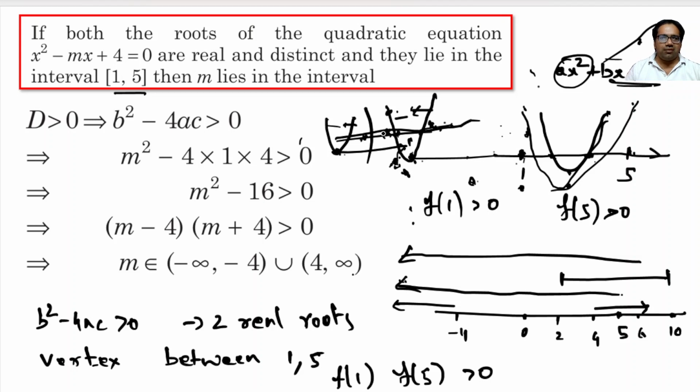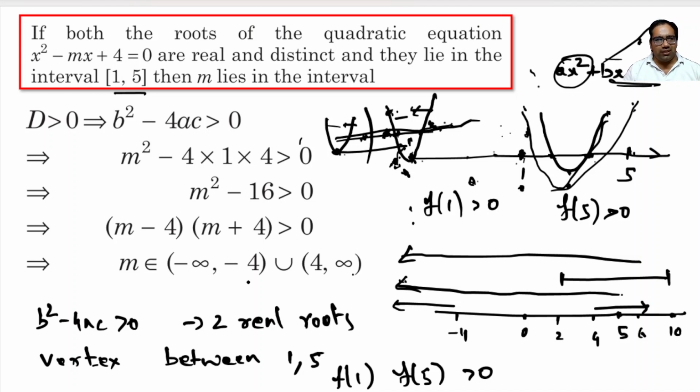So how do we compress? When f of 1 is greater than 0 and f of 5 is greater than 0, what that automatically means is that the line connecting this vertex and this point will touch the x-axis between 1 and 5. Okay, these are the three conditions.